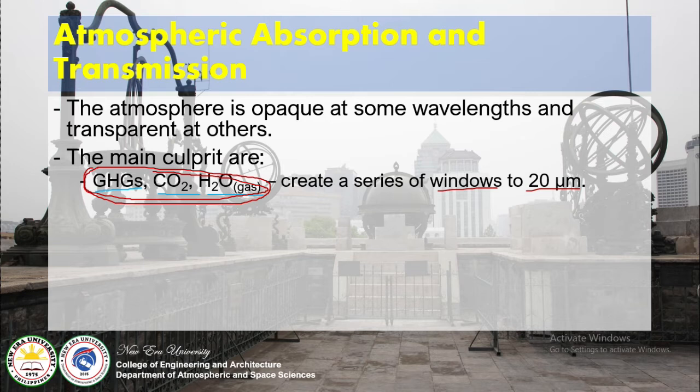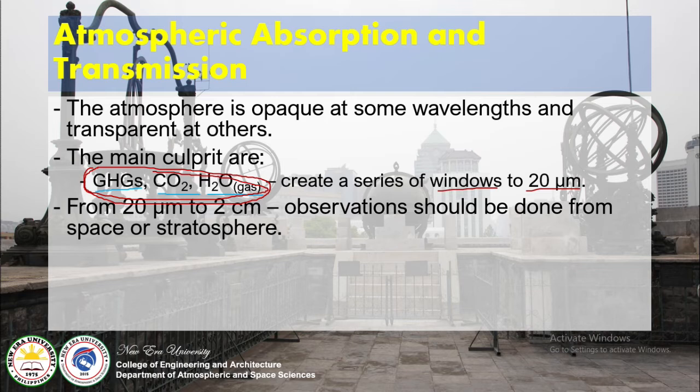So what about those greenhouse gases, carbon dioxide and water vapor? From 20 micrometers to 2 centimeters, observation should be done from space or the stratosphere. So where is this 20 micrometers part? It is from the near infrared to radio. Okay, so in our electromagnetic spectrum, that is from near infrared to radio. Since it says that from this range, our telescope or the observations need to be in space or in the stratosphere.